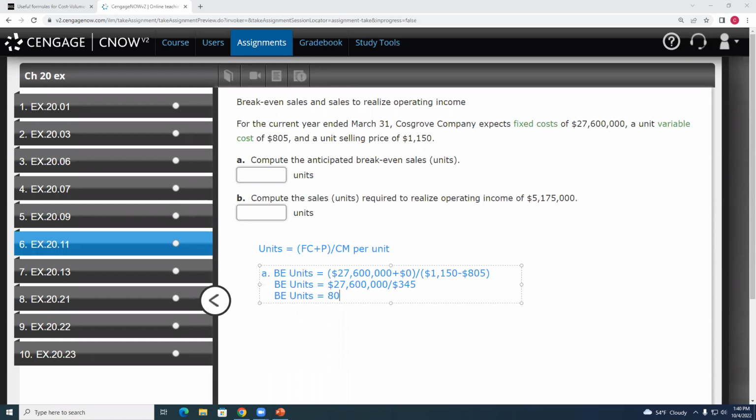And so if I punch that into my calculator correctly, the company, Cosgrove Company, would need to sell 80,000 units to break even. That's exactly covering their fixed costs, leaving no extra for profit. Everybody okay with that?